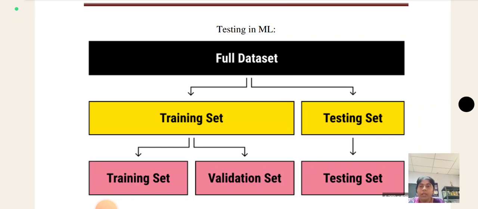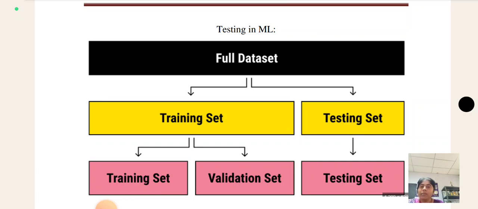Again, the training data set is divided into two parts. One is for training, another one is for validation. Validation is nothing but the testing process which takes place before delivering the product. So we take 60% for training and 20% for validation. This is the overall approximate data percentage taken for training, testing and validation.